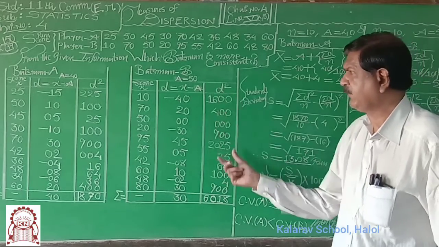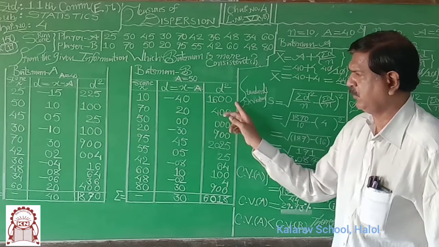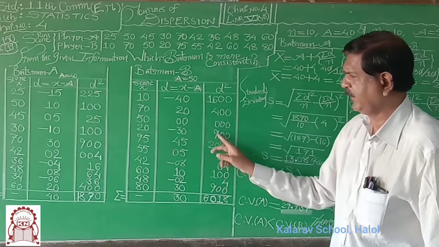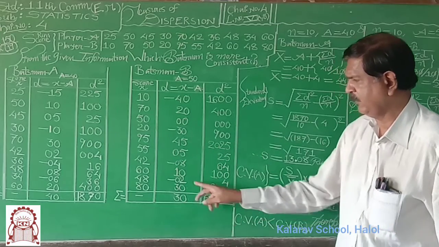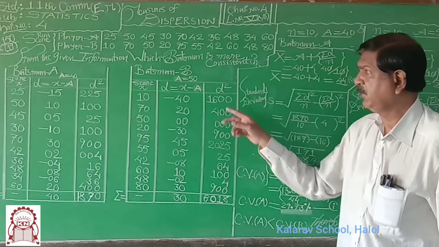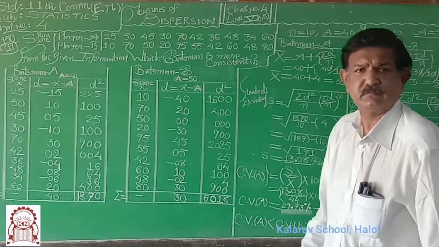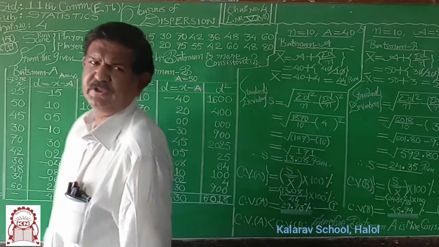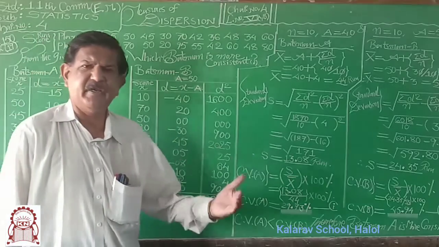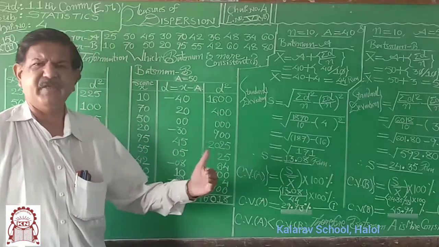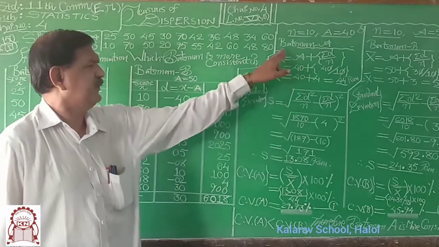Then prepare the square. 40 whole square, the minus sign goes and the square becomes positive 1600. Minus 30 whole square 900. 45 square 2025, and so on. 30 square 900. Make the column of total of D and D square. After completing this calculation, we do computation of mean, standard deviation and CV for player A and player B. This is the calculation for batsman A, means player A.